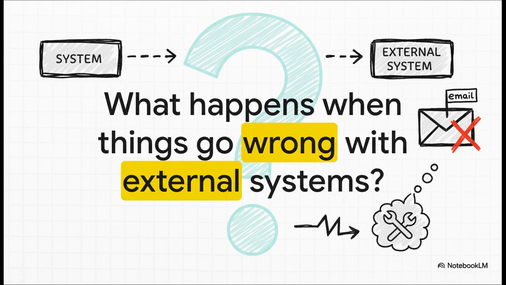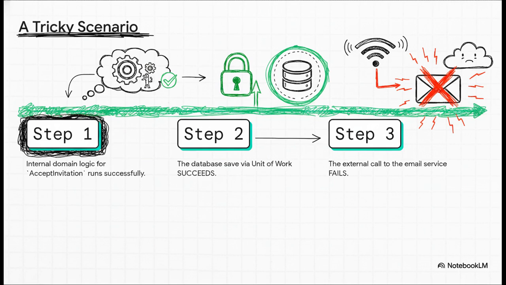But, and there's always a but, right? It's not always that clean and simple. This is all great for logic that lives inside our neat little world, but what happens when we have to talk to external systems, like an email service? So picture this scenario. It's a classic. A member accepts an invitation. Step 1, our internal domain logic works perfectly. Step 2, our database save is successful. Everything is consistent inside our system.